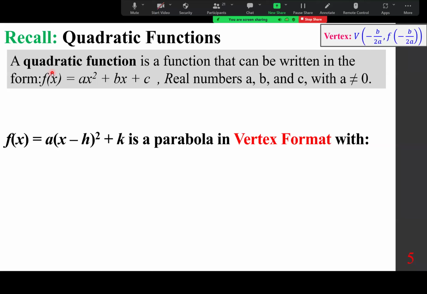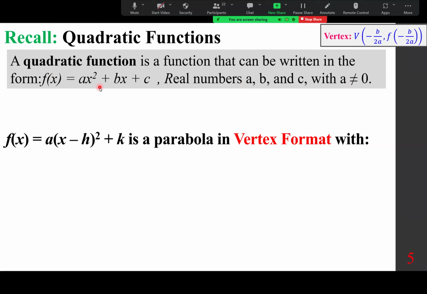Quadratic functions are functions that can be written in the form f of x equals ax squared plus bx plus c. And of course, a, b, c are real numbers. A can't be 0 for it to be a quadratic function, meaning of degree 2. So f of x equals a times x minus h quantity squared plus k is a parabola that is in the vertex form, and you can see the vertex located at h comma k.